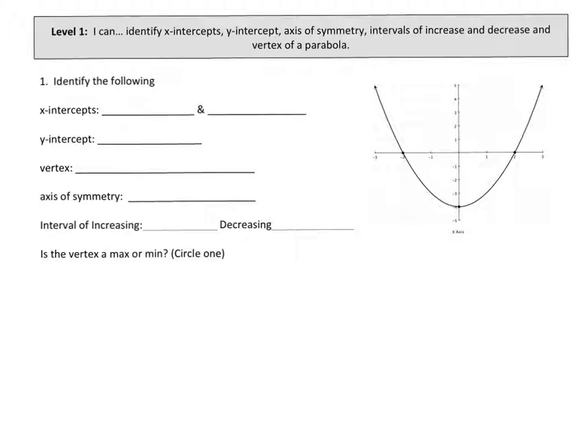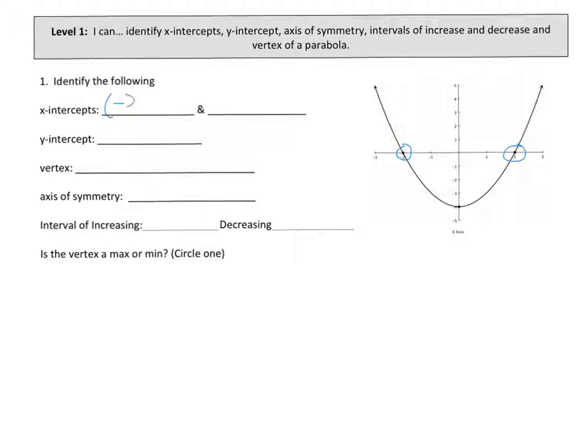In level 1, we are going to identify the parts of the graph of a quadratic equation, which is called a parabola. The x-intercepts, like in any function, are where the graph touches the x-axis, and that would be at these 2 points, and we're going to give them as ordered pairs.